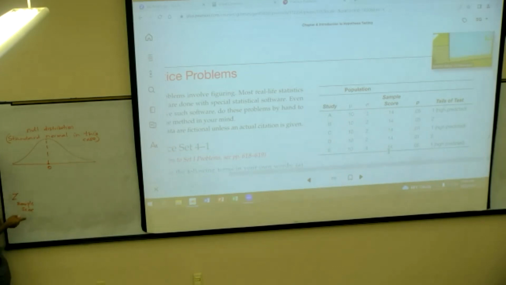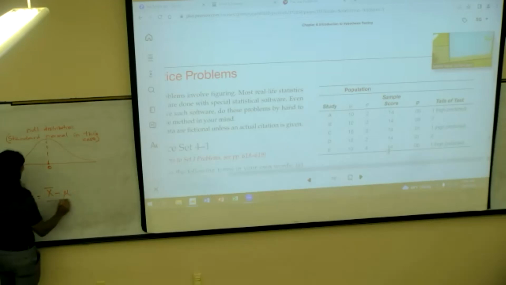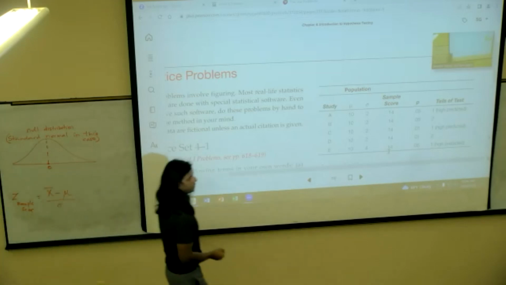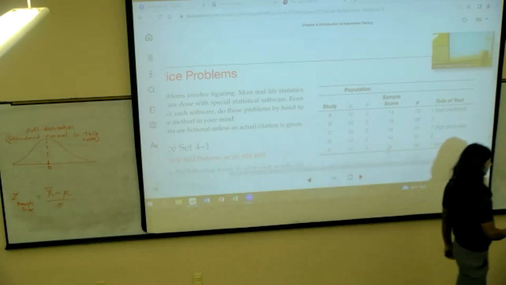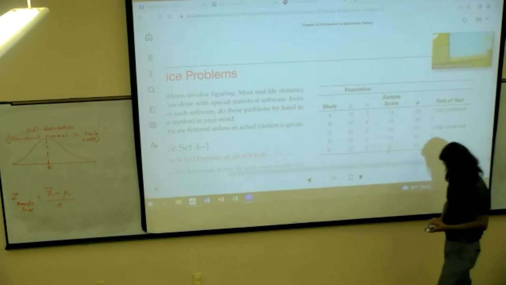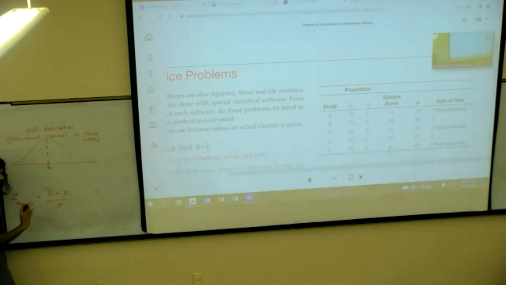I will subscript it as Z sample score. The formula is X bar minus mu divided by sigma. That notation applies if mu and sigma are given to you. Those are the values that correspond to the mean and standard deviation in the population. That is a case which is not going to happen in practice.